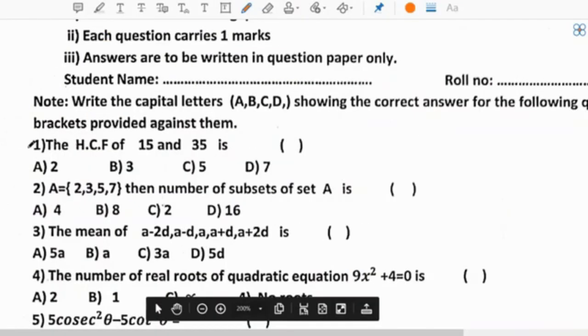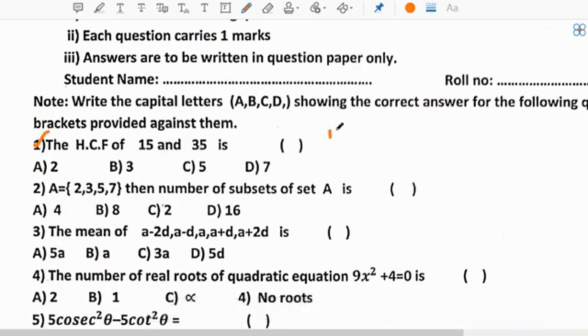We'll see another district's pre-final question paper, part B. First question: the HCF of 15 and 35 is. So 15 twos are 30, and the remainder will again become the divisor. 5 threes are 15. So 15 minus 15 is 0. Therefore, the HCF will be 5. The correct option for the first question is C.